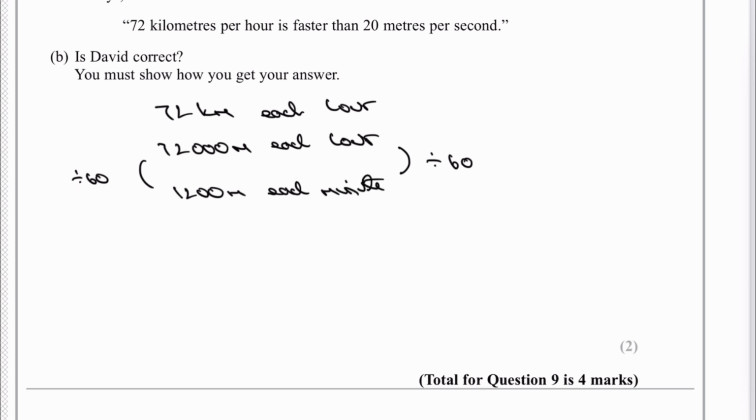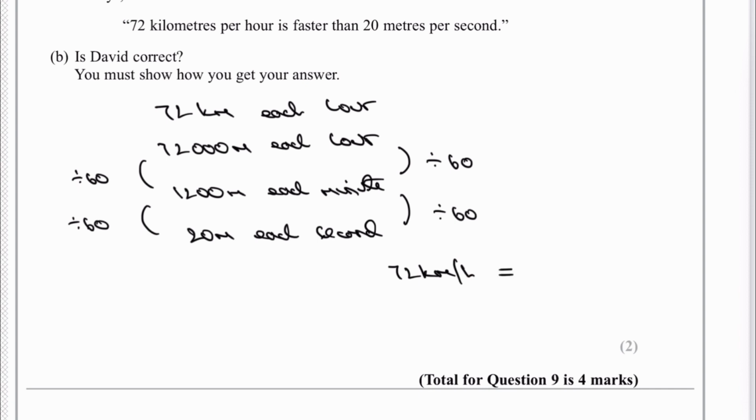Okay, so we're getting a little bit closer. To go from minutes to seconds, I need to divide by 60 again, but of course, I've got to divide the other side by 60 as well. So that's going to give me 20 meters each second. Okay, so is David correct? Well, it's not faster, it's exactly the same. So 72 kilometers per hour actually does equal 20 meters per second, and that would be the answer to that particular question.